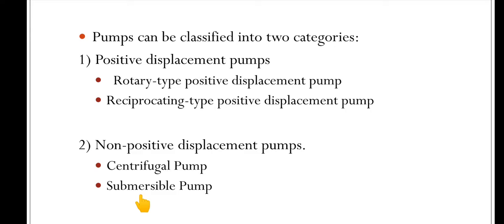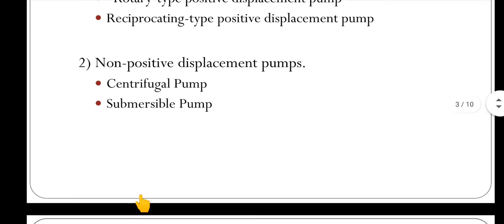Nowadays even submersible pumps are used. Submersible means these pumps are placed under the water or inside the water. For example, in a borewell, the pumps we use to lift the water are submersible pumps. Centrifugal means the pump is placed out of the water, and with the help of a motor we can run the pump and lift the water. This is the difference between centrifugal and submersible pumps.